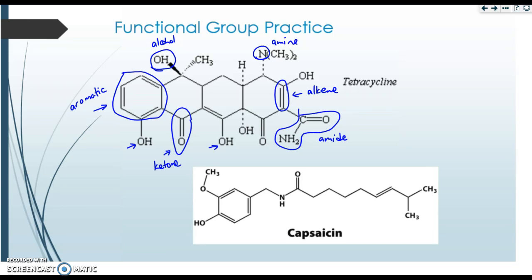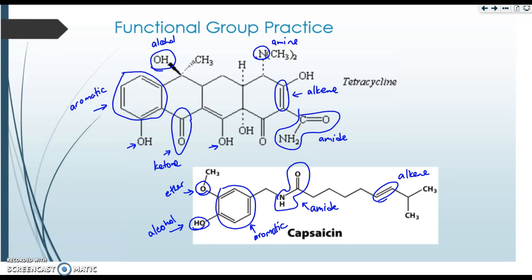Okay, this is the type of question you will see related to functional groups on your test. At this time, please pause the video and try to identify the functional groups in the second example. Please check your answers. Hopefully you saw that there was an alcohol, an ether, an aromatic, an amide, as well as an alkene in this example.